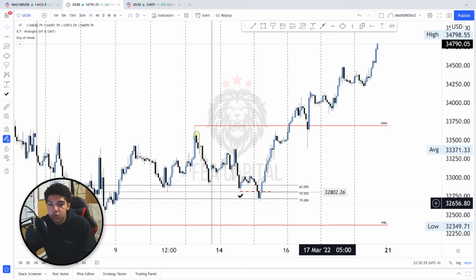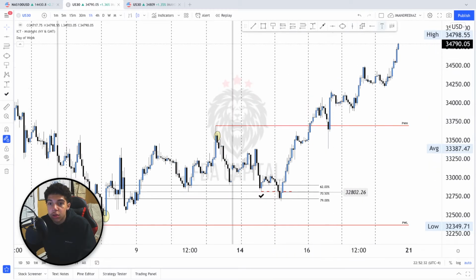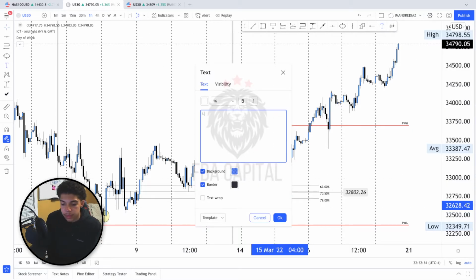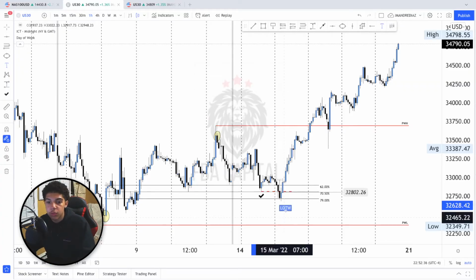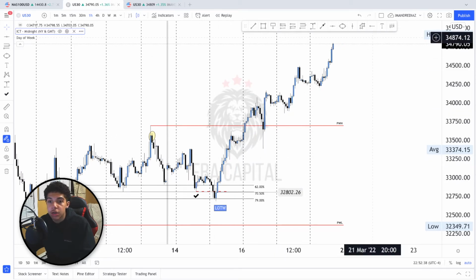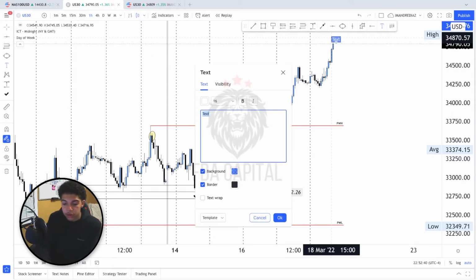So we traded into 32,800 at this fib long, creating the low of the week on Tuesday. So we got the low of the week on Tuesday. And then from here, price ended up closing off on Friday, creating the high of the week.